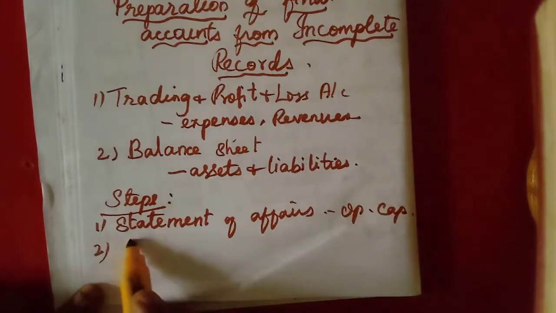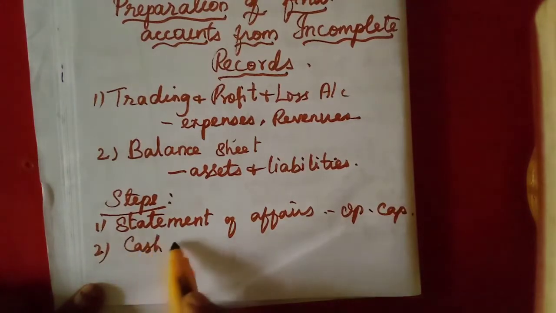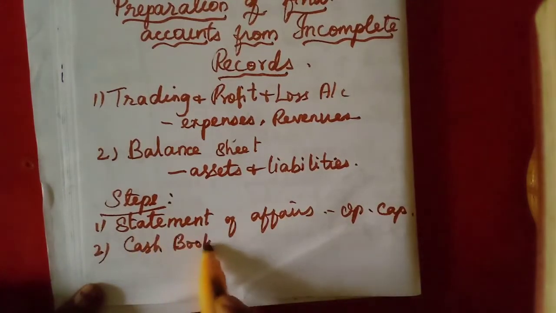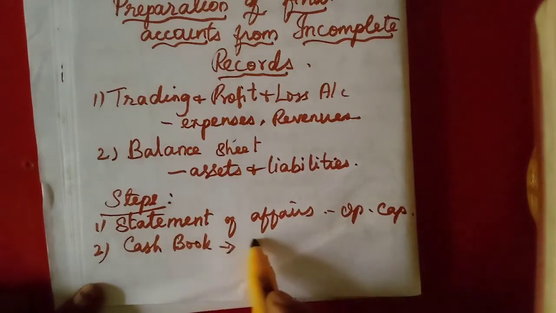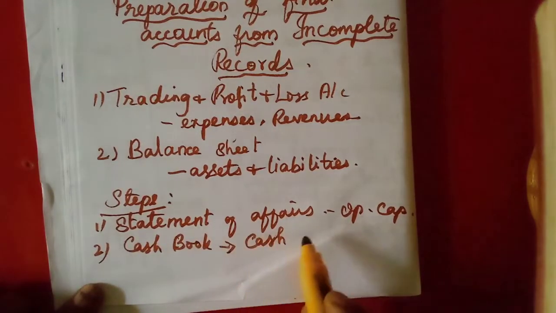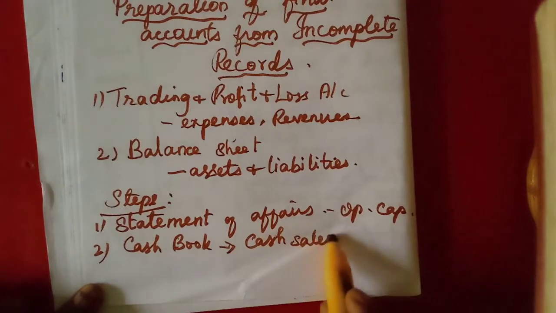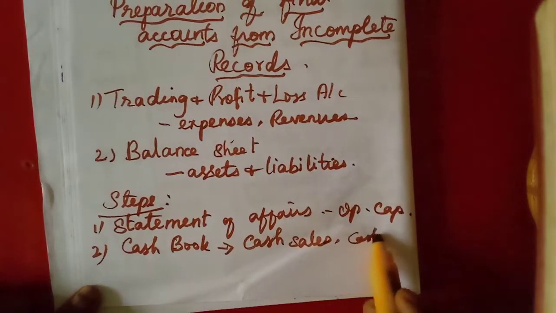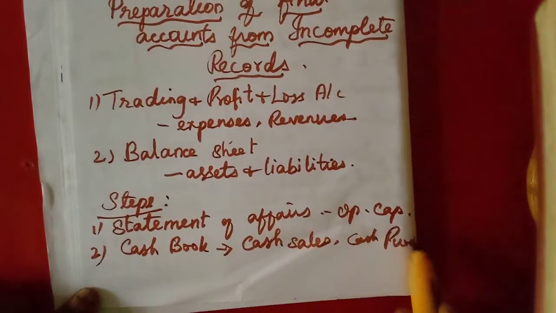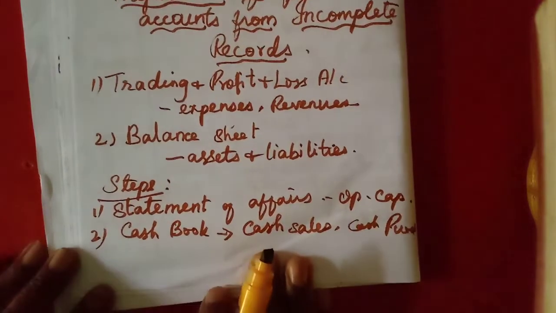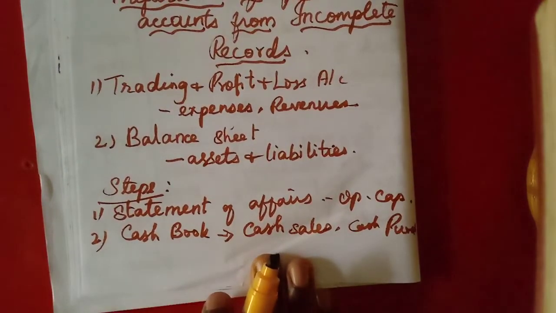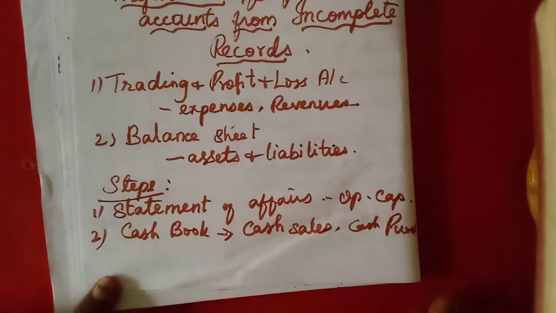Then cash book can be prepared. Here by preparing the cash book we can calculate the cash sales or cash purchases. Okay, how much is the cash sales or how much is the cash purchases from the cash book. Okay, then some other accounts also we have to prepare. That one third step.